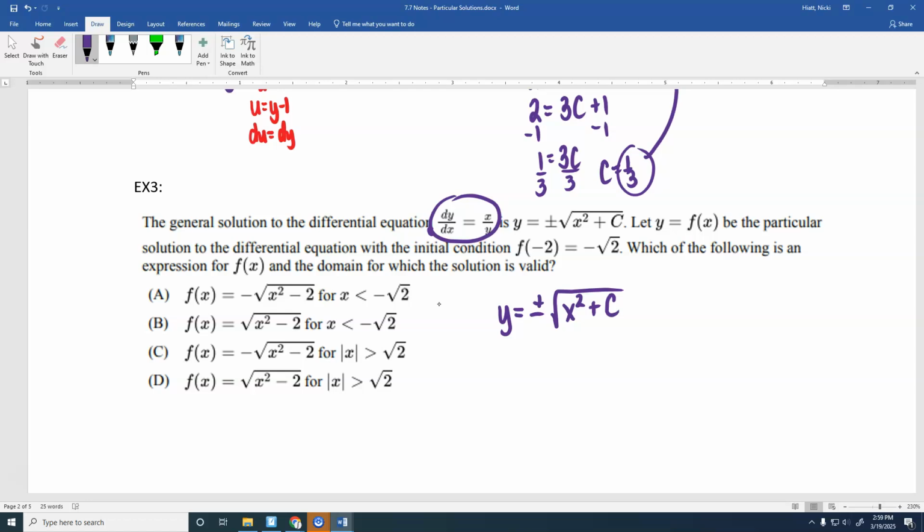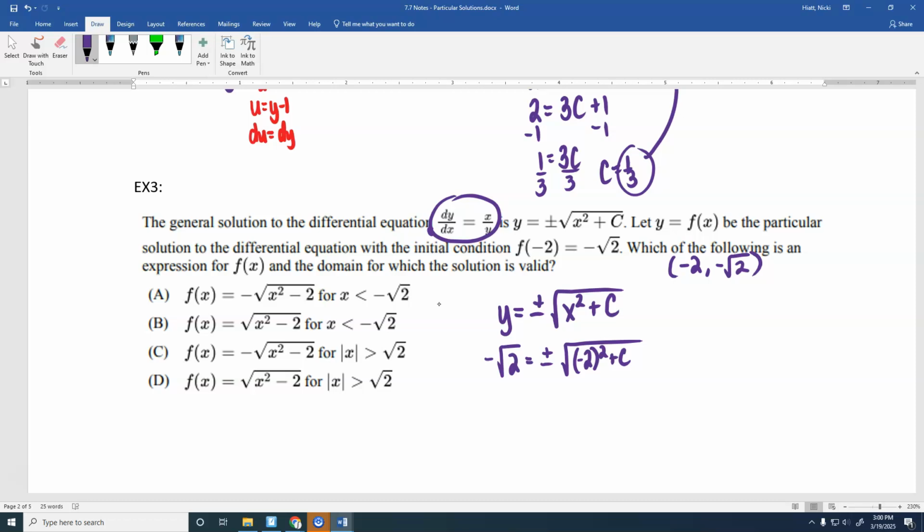So if we want to solve here, we got the point negative 2, negative square root of 2. And so I would put a negative square root of 2 here equals plus or minus the square root of negative 2 squared plus c.